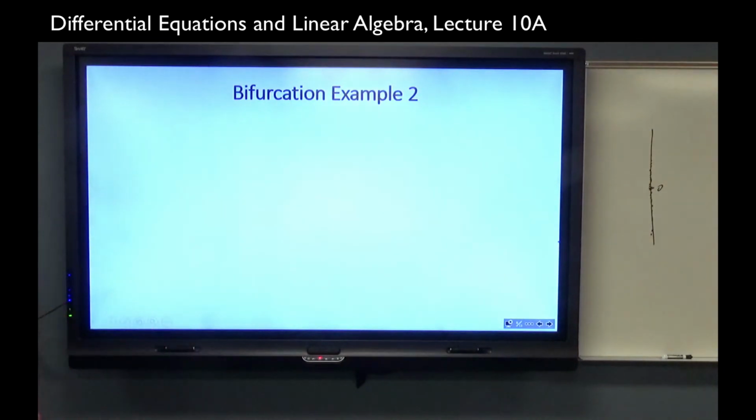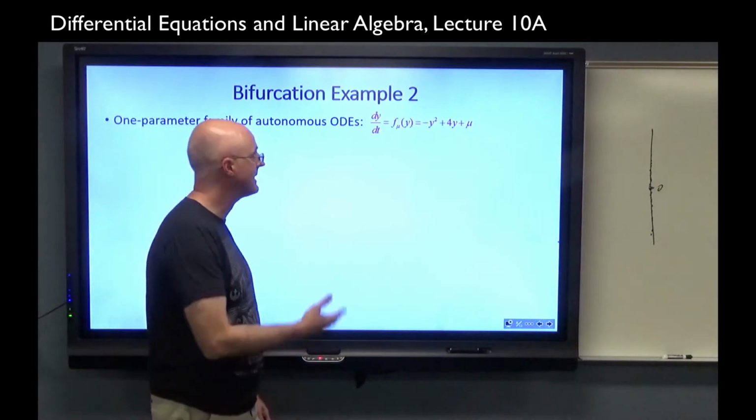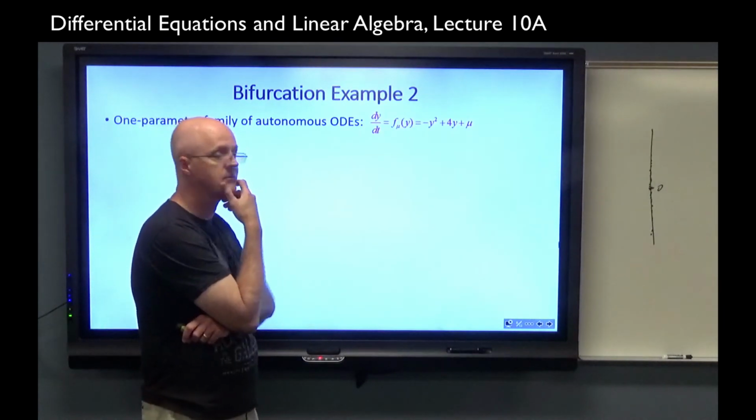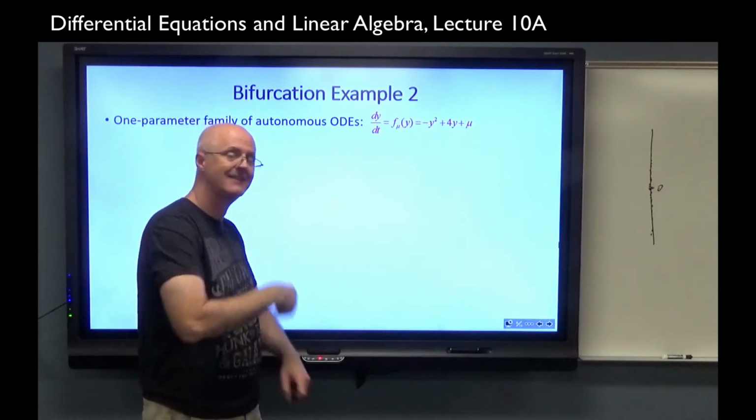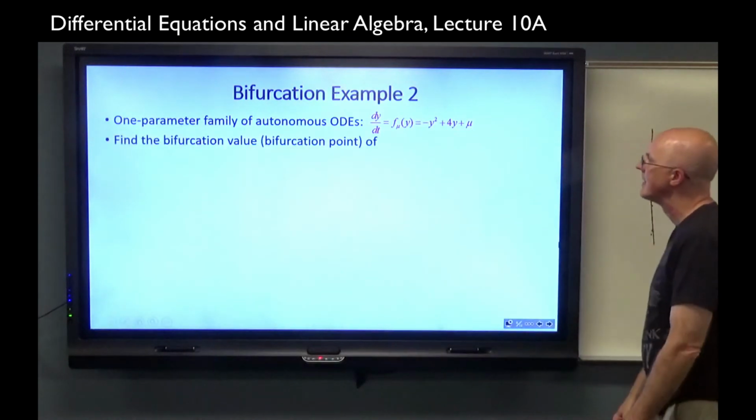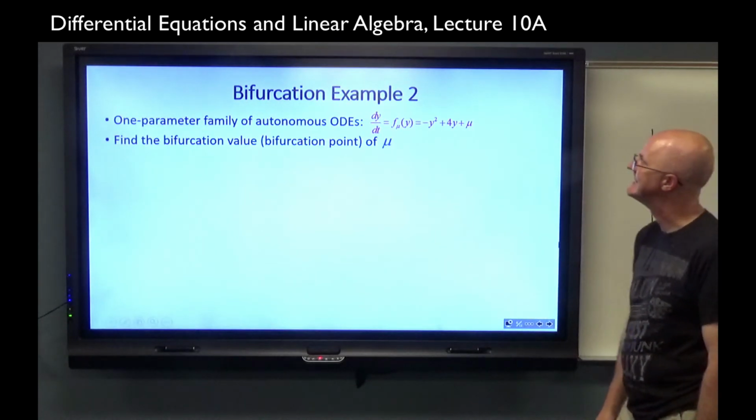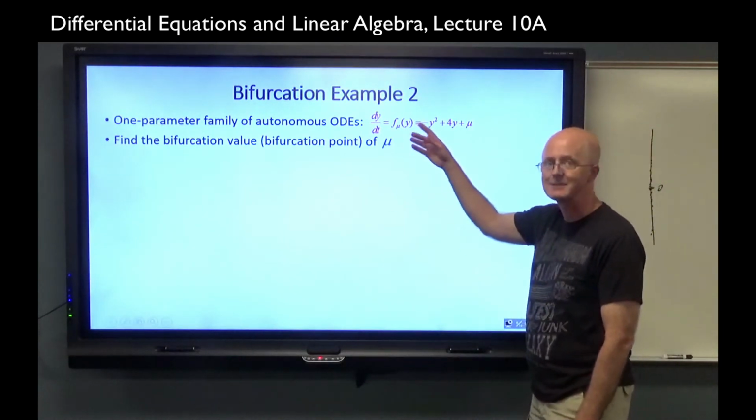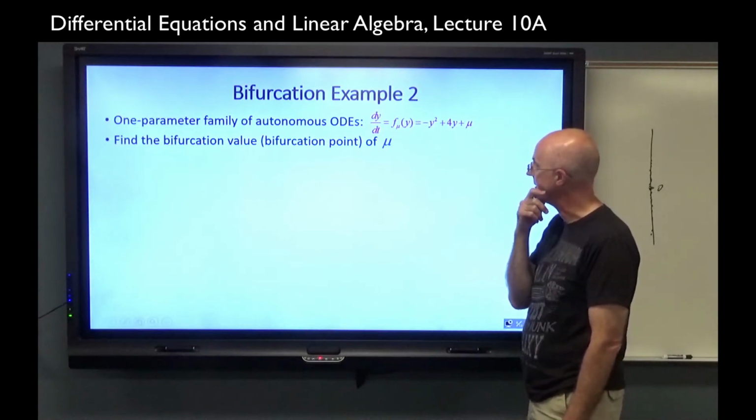Bifurcation example 2 still has a quadratic right-hand side, but I made it more complicated now. Instead of y squared plus mu or y squared minus mu or negative y squared plus mu, I added this extra 4y in it. Let's find the bifurcation value, also called the bifurcation point of mu, for this family. Family because there's infinitely many functions of this type as mu changes. That's why it's called a family.